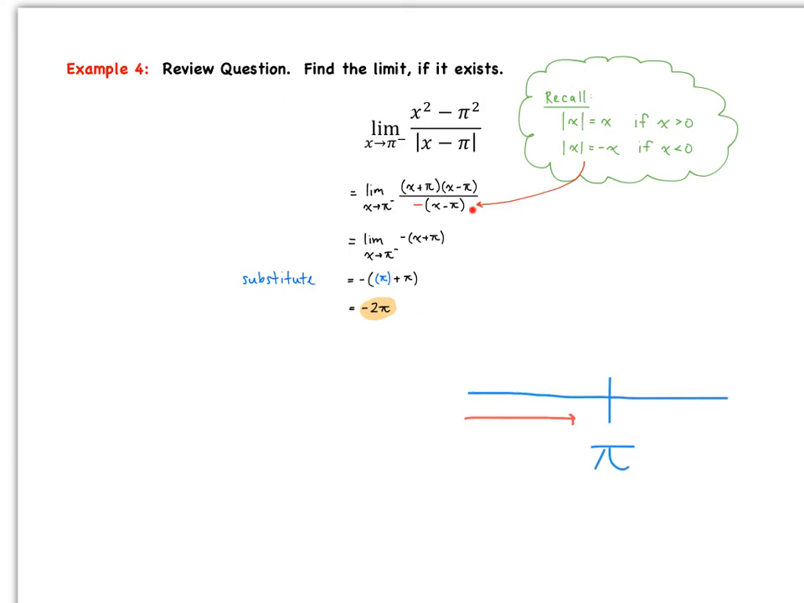Okay? So now that we have this, it's all in factored form, we can cross out the x minus pi's, and we clean up our version right here. So now we're looking at the limit as x approaches pi from the left of the opposite of x plus pi. And now we can substitute and evaluate this limit. And when we do so, we're going to end up with negative 2 pi.